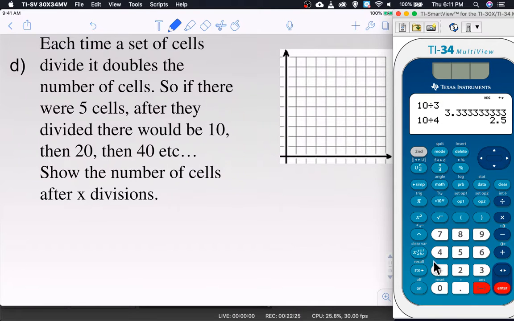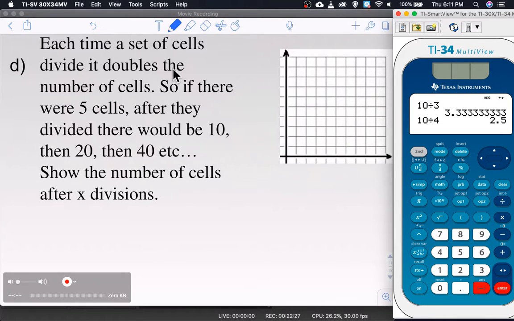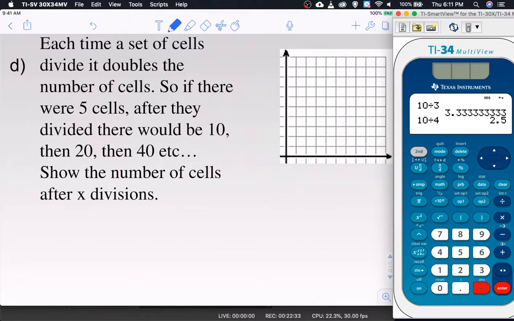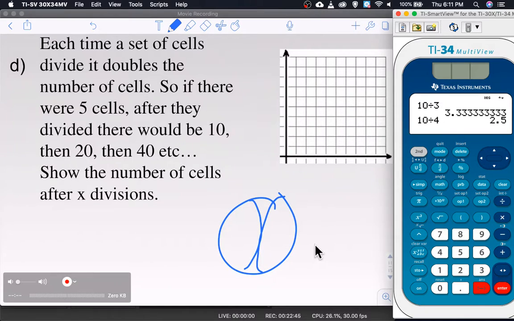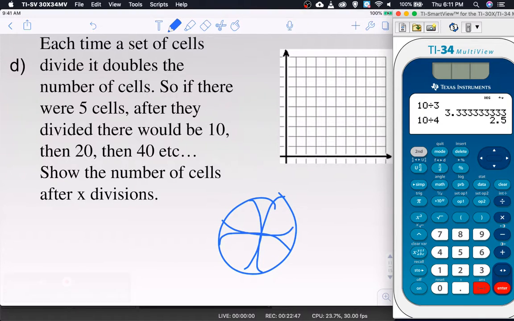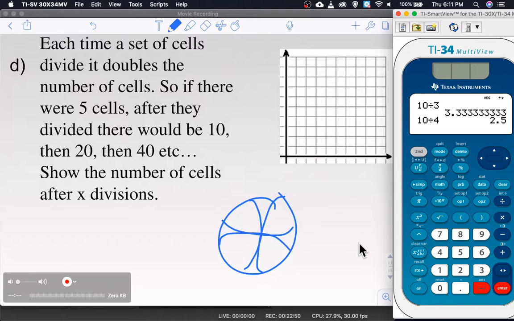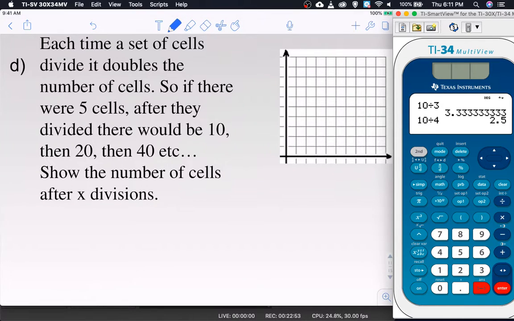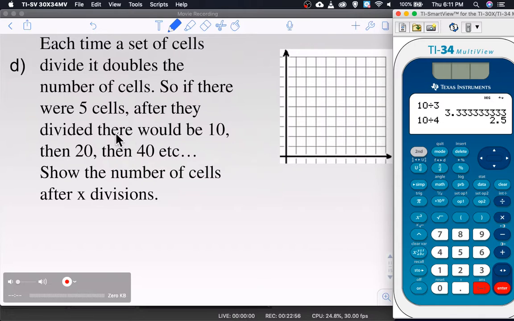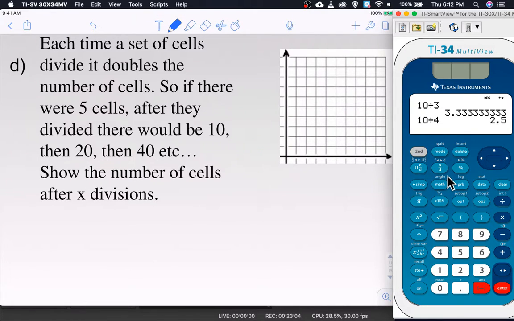All right. Letter D says each time a set of cells divides, it doubles the number of cells, which is true. When a cell divides, I think it's called mitosis, it splits and it doubles how many there are. So if you originally start with one big cell and then it splits in half, then you have 2 cells, and then each of those split, and then you'd have 1, 2, 3, 4 cells, something like that. So if there were 5 cells, after they divided, there would be 10, then 20, then 40, etc. Show the number of cells after x divisions. Okay, so our x variable is our divisions.